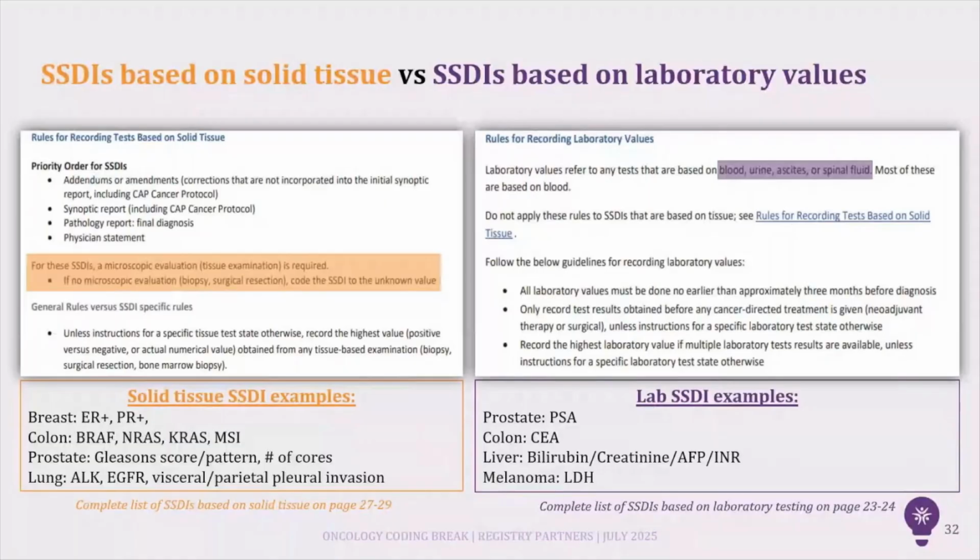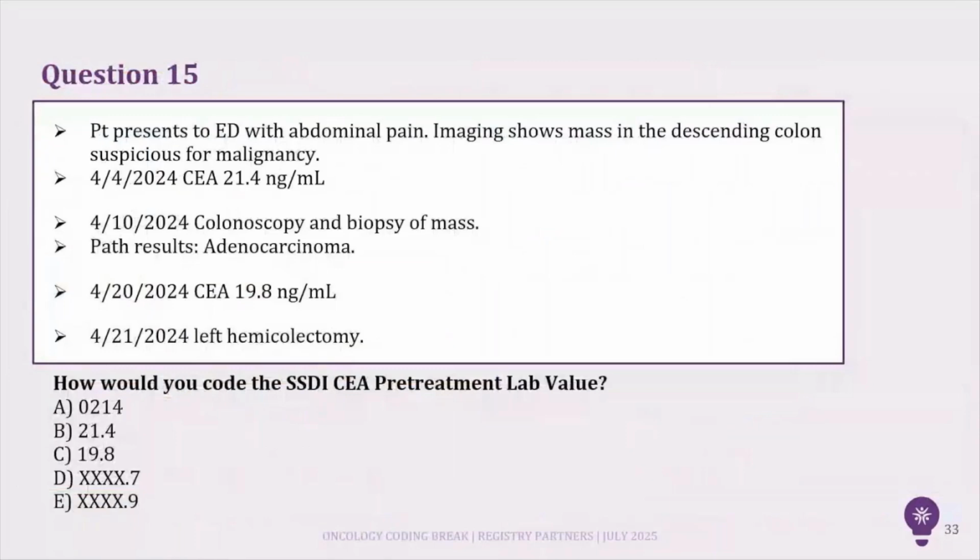Okay, let's move right along. The next patient presents to the ED with abdominal pain. Imaging shows a mass in the descending colon, suspicious for malignancy. So they go ahead and draw a CEA. The patient undergoes a colonoscopy, which was positive for adenocarcinoma. Then they draw another CEA, and the patient undergoes a left hemicolectomy. So how are we going to code the CEA in this case when we have so many of them?